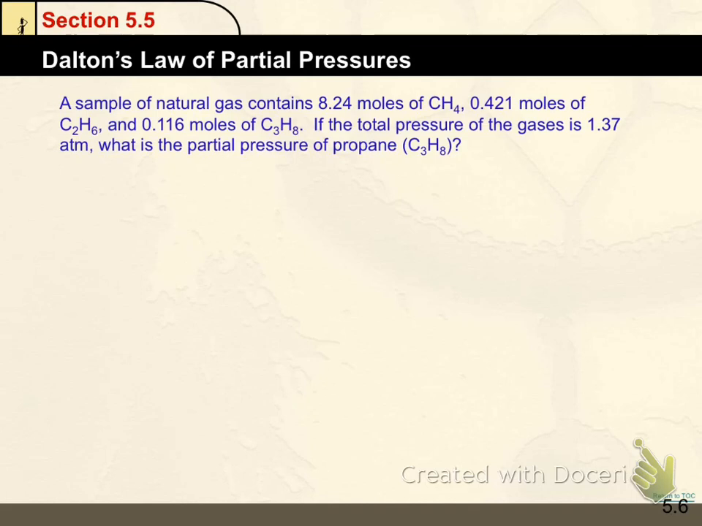Okay, so let's see how this is working now. Let's remember that final equation on the previous slide. The pressure of any gas is equal to the molar ratio of that gas times the total pressure of our mixture. Our total pressure is 1.37 atmospheres. We are concerned with propane. The end of this particular question says, what is the partial pressure of propane?